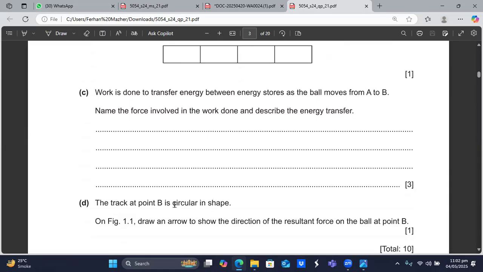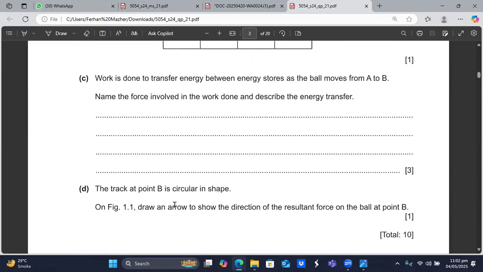Okay, so then we have question number 1, C part. Work is done to transfer energy between energy stores as the ball moves from the point A to point B. Name the forces involved in the work done and describe the energy transfer. Okay, so when you move from point A, A is at a higher level and the point B is at a lower level.